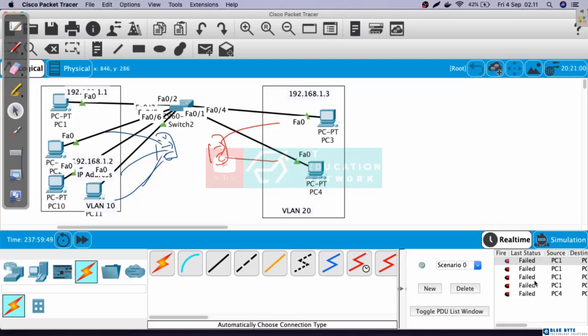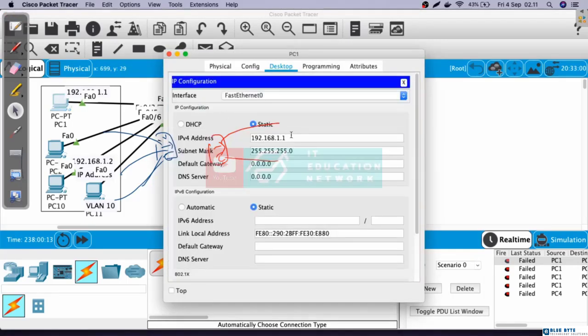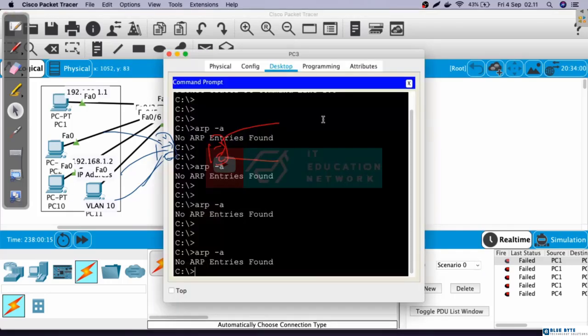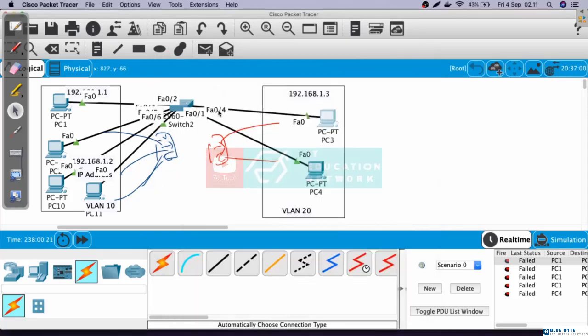So here, we can see that PC1 and PC3 are in the same subnet block. The IP address of PC1 is 192.168.1.1 and the IP address of PC3 is 192.168.1.3. So the IP addresses of these two PCs are in the same subnet block. But these two PCs are in different VLANs, so they still cannot communicate with each other.